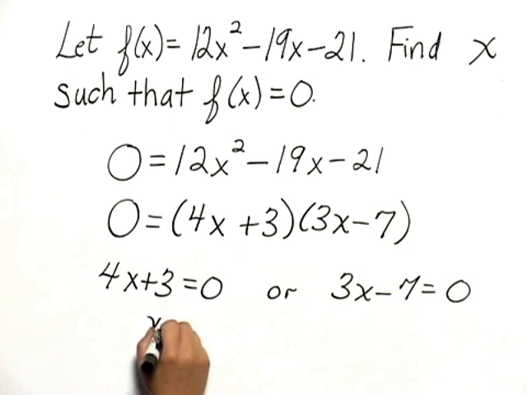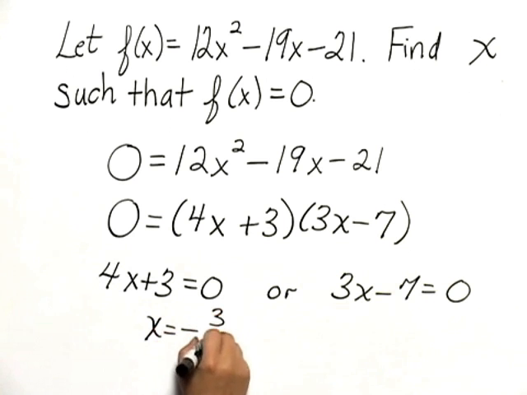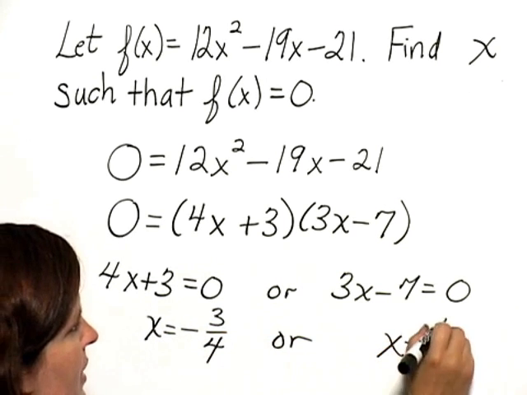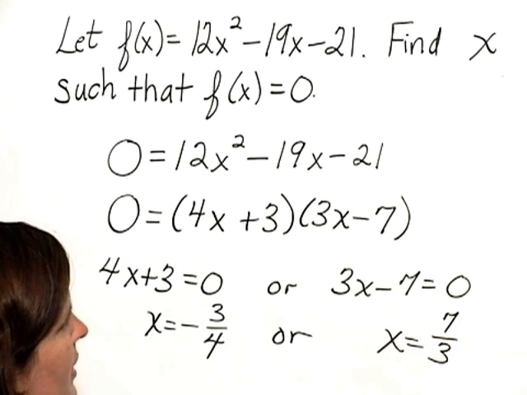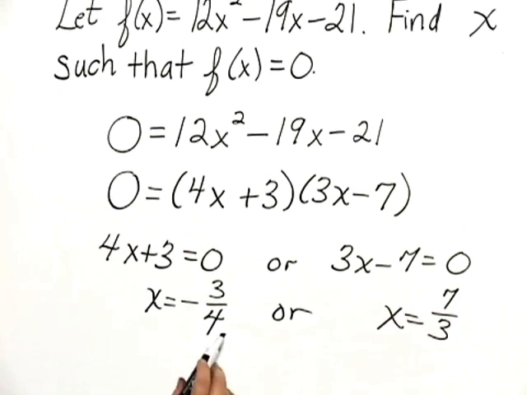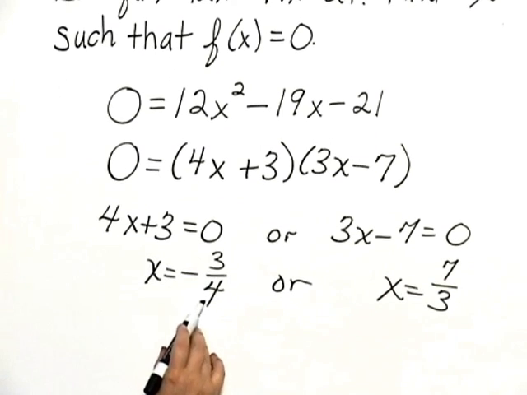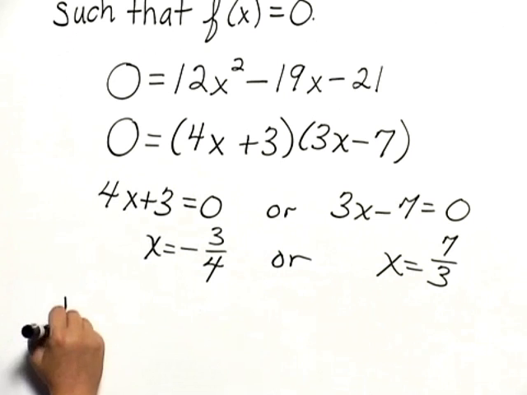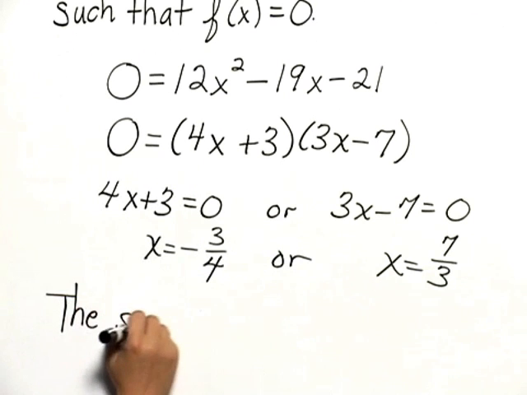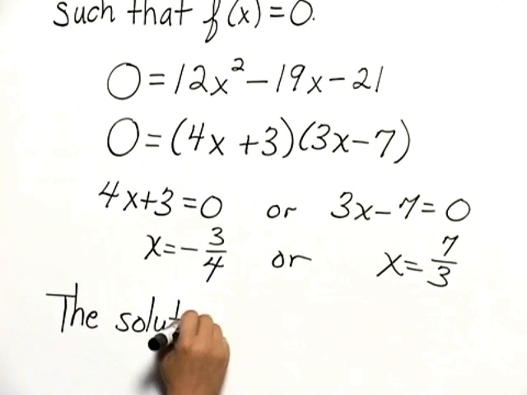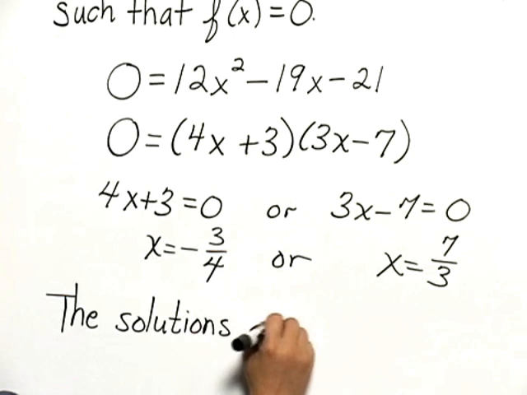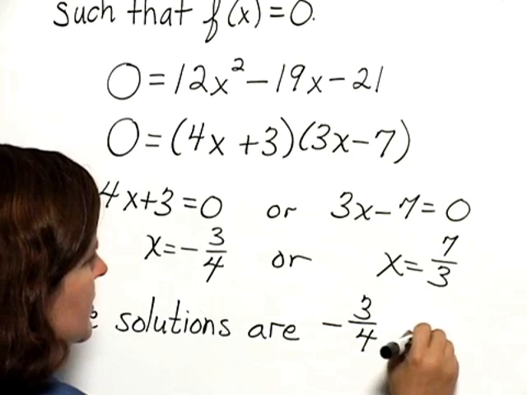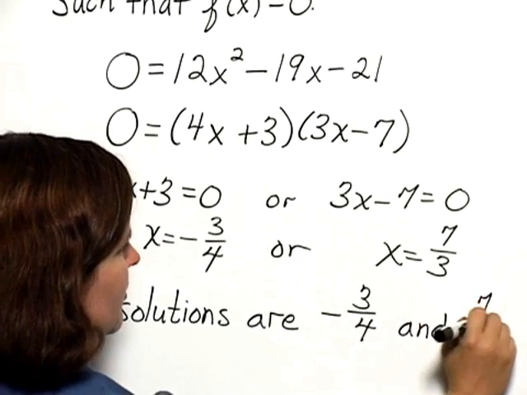Solving this would give us x equals negative 3/4, or x equals 7/3. If we substituted, we would find that f of negative 3/4 equals 0 and f of 7/3 equals 0. So we can say that the solutions are negative 3/4 and 7/3.